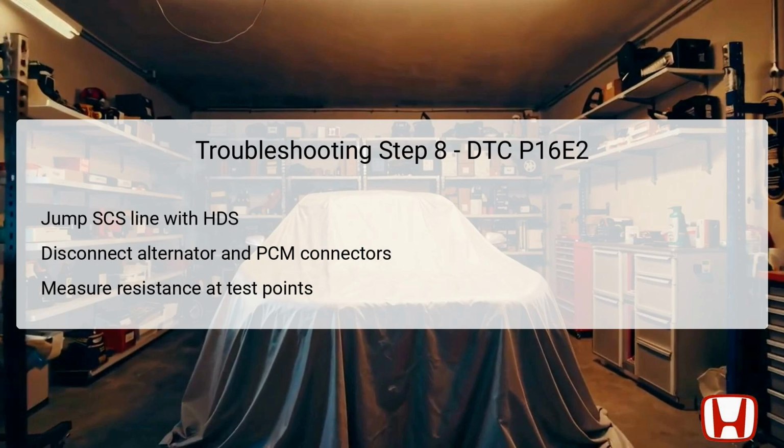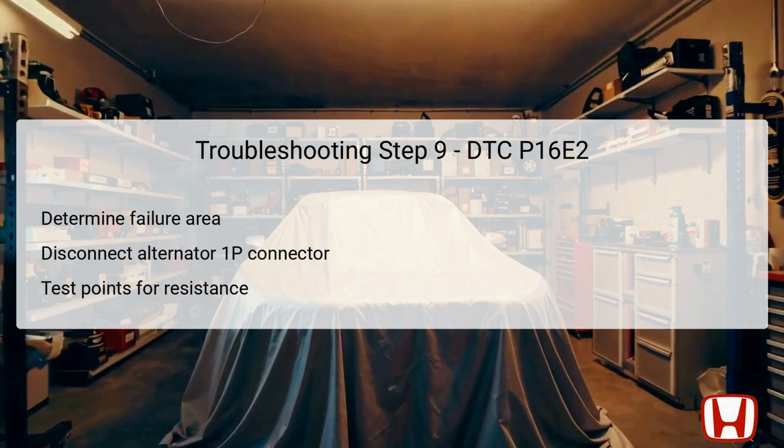Assessing this resistance will confirm the condition of the LIN communication circuit between both connections. A reading of 1.0 ohms or less indicates that the wire is intact and functional, while readings above that suggest a need for further inspection and possible repair of the wire between the PCM and the alternator.